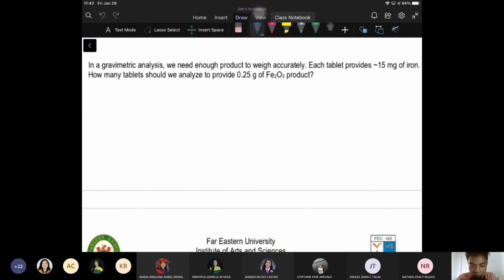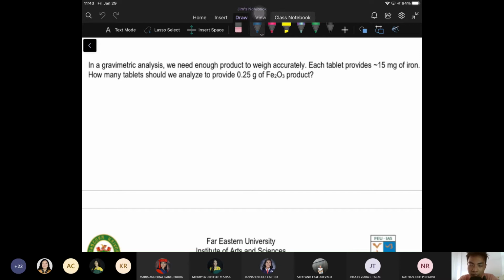In a gravimetric analysis, we need enough product to weigh accurately. Each tablet provides 15 milligrams of iron, so about 15 milligrams of iron per tablet. How many tablets should be analyzed to provide 0.25 grams of iron 3 oxide product? Ano gagawin dito? Given that for each tablet, let's say ferrous sulfate, it contains about 15 milligrams of iron.